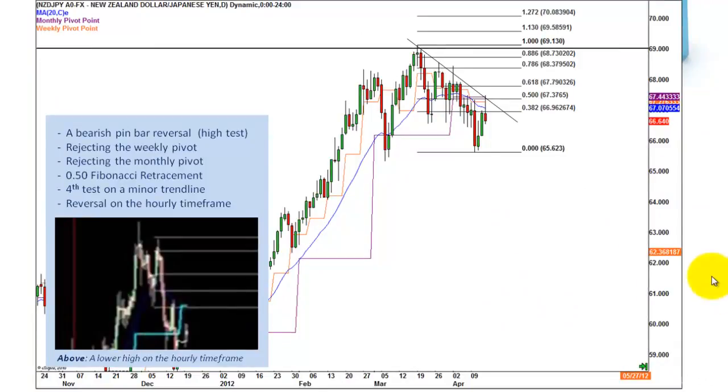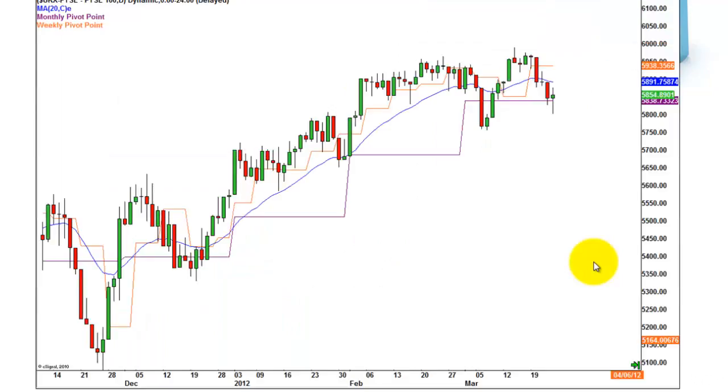So here we go, we've got it summarized here. The more reasons we have in support of a trade, the better, quite frankly. Let's try another example here. Let's look at an upward trend now.